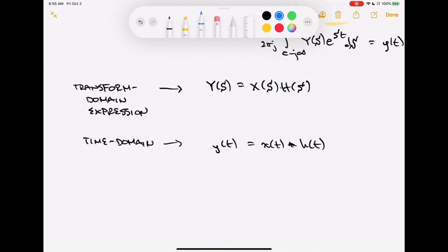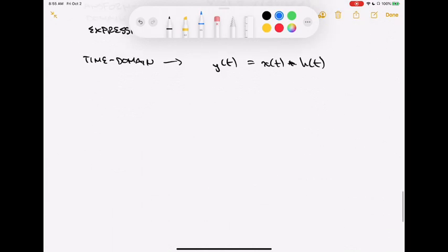I'm going to make a bet right now that everybody listening to this would rather do simple multiplication than carrying out convolution. This begins to give us a hint as to why we are so interested in this Laplace transform operator. So let's try to get into a few nuts and bolts of this.